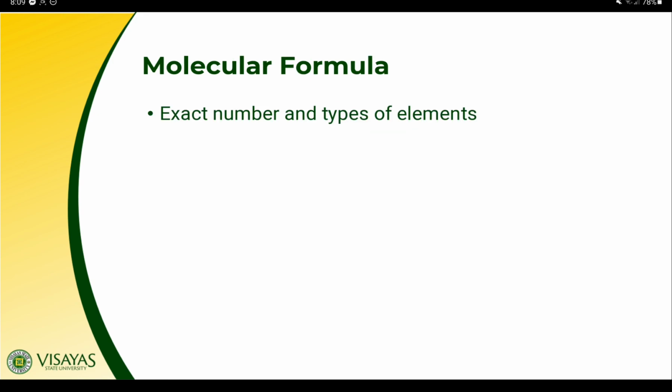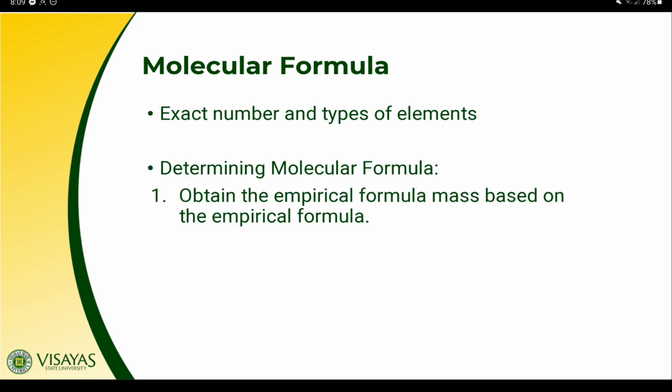Molecular formula. How do we determine, or what is a molecular formula? It has the exact number and types of elements. Empirical formula has the lowest possible subscript, whereas the molecular formula has the exact number and types of elements. So in determining the molecular formula, we need to have the empirical formula first.